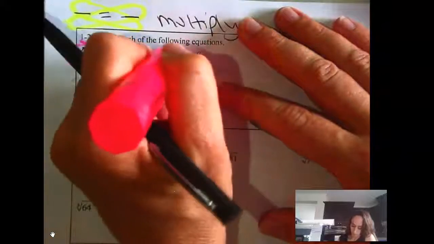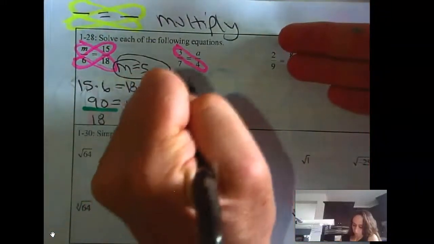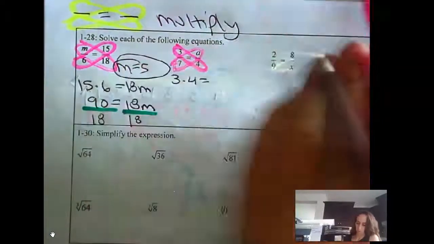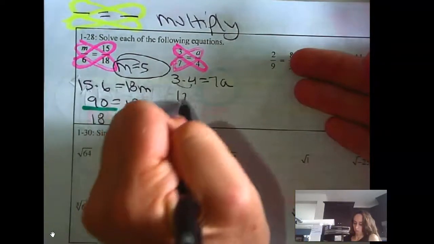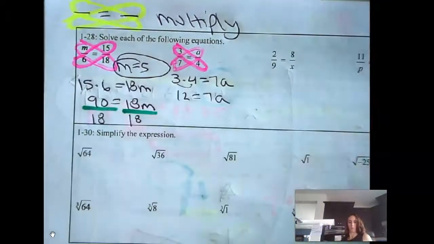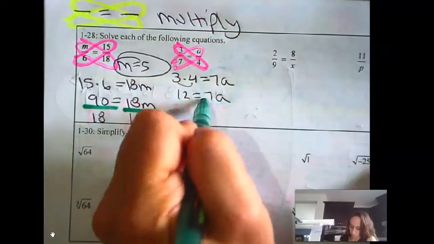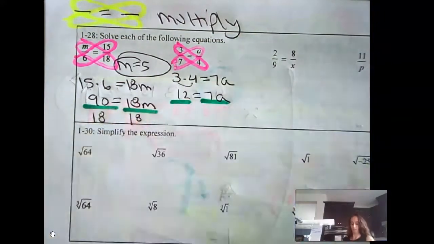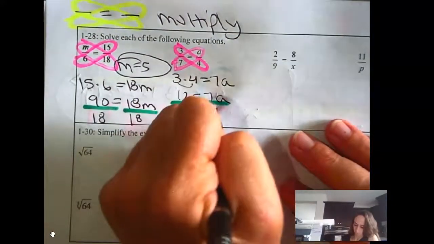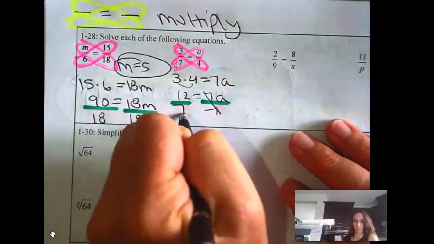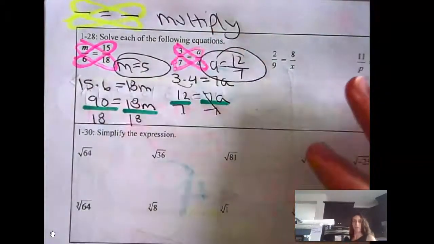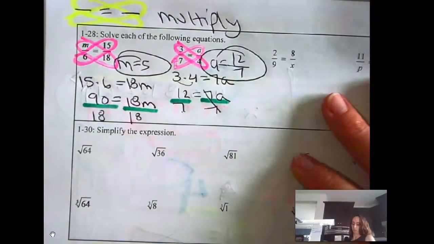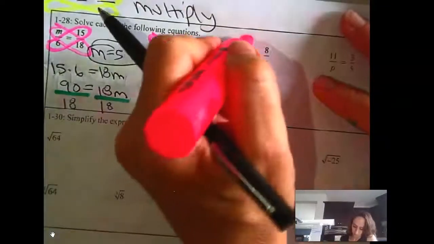Multiply. 3 times 4 equals 7a. Multiply. What's the last thing I do? Divide. Does 12 divide by 7? Nope. If it doesn't divide, don't divide it. Let's go to the next one.